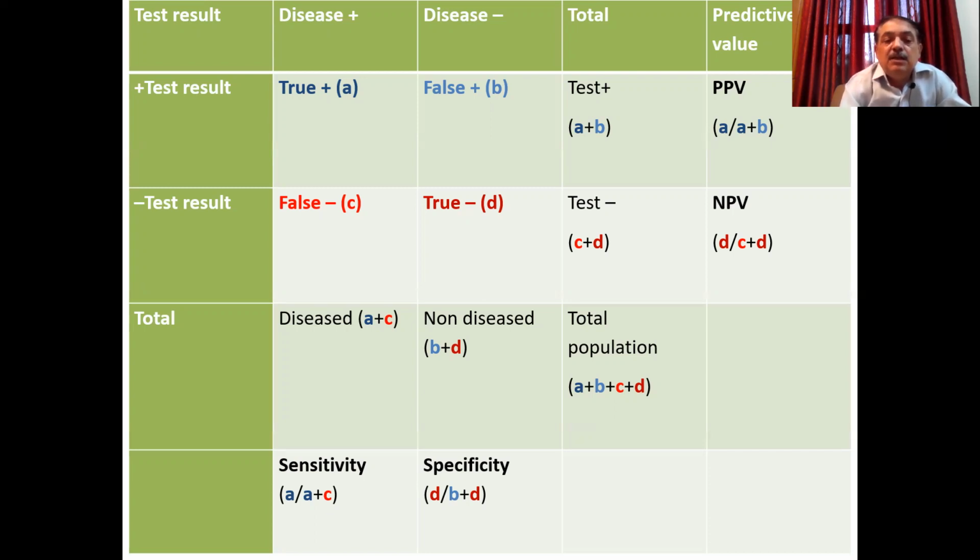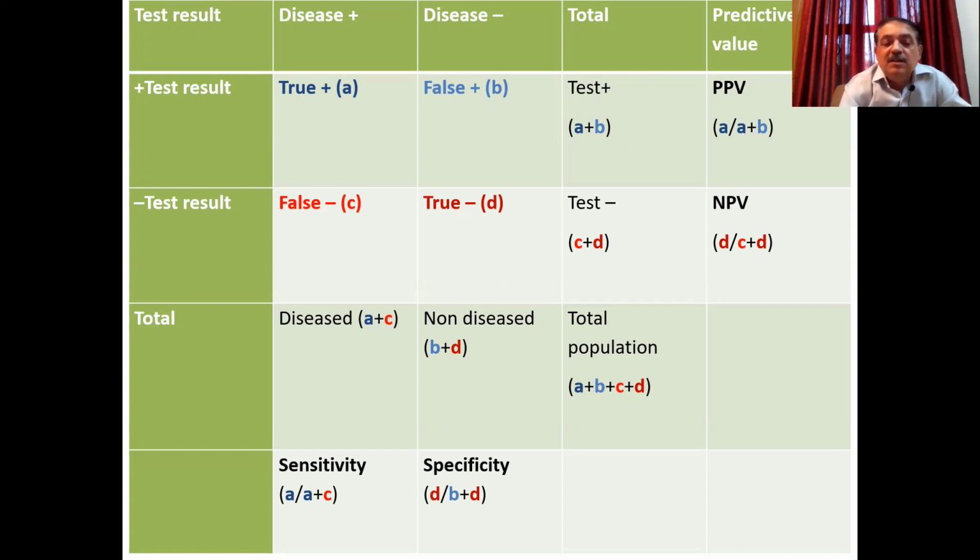Same way, in another column, the non-diseased people, if you see the test result, you can get true negative as well as false positive. And the non-diseased people are those who are true negative and also those who incorrectly got the positive result, but they are non-diseased, false positive. And out of these non-diseased, how many are true negative? So true negative divided by true negative as well as false positive. So you get the specificity.